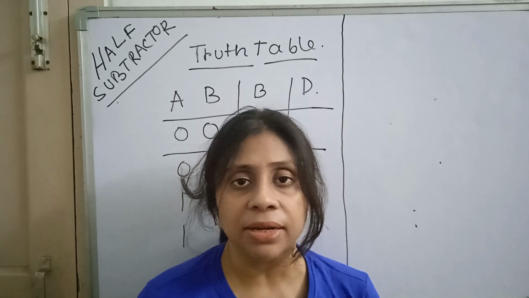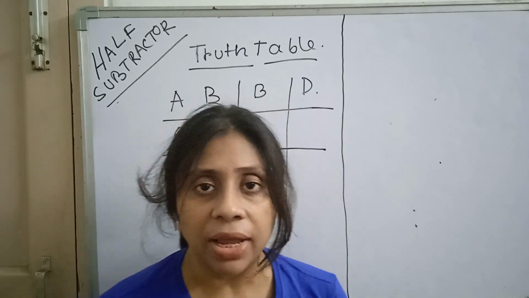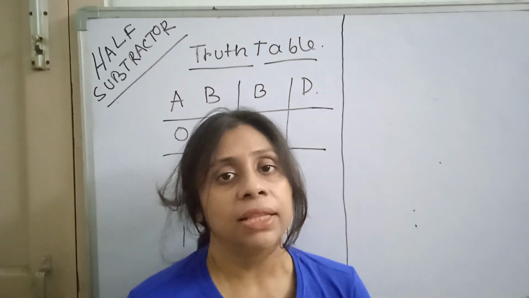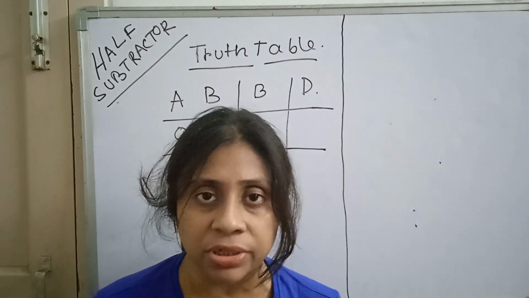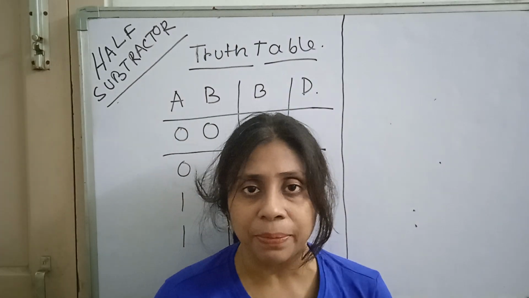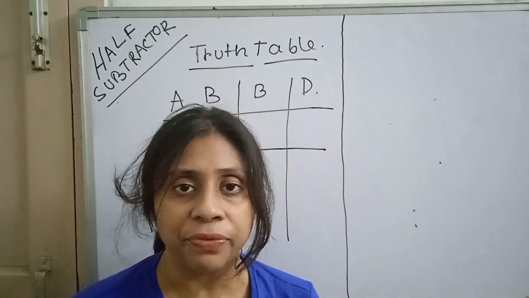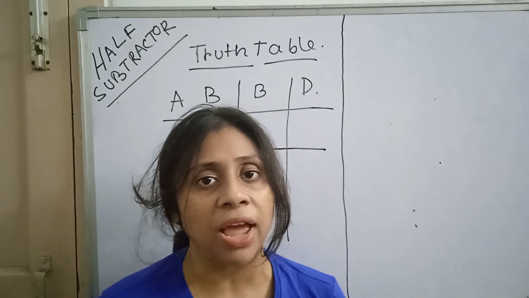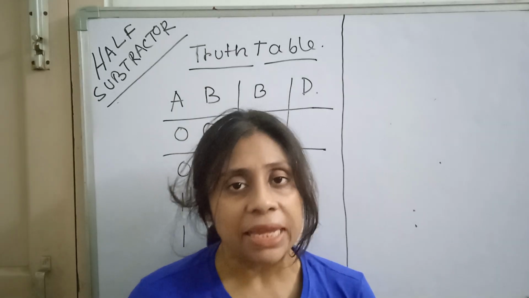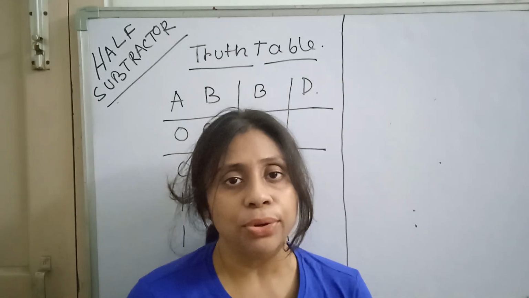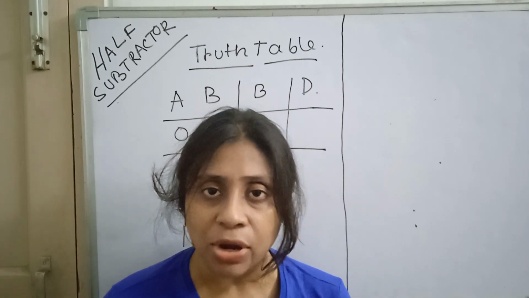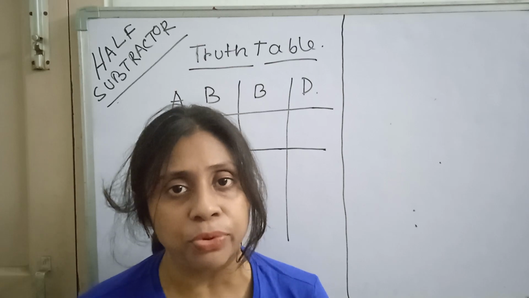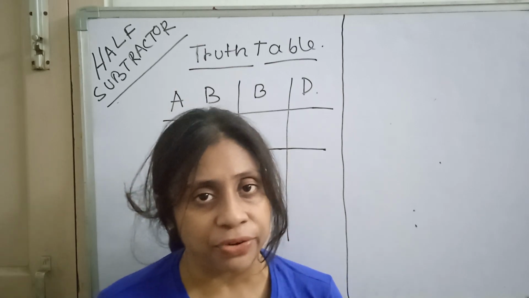So as this is a combinational circuit, we know that there are 4 steps of designing a combinational circuit. The step 1 is to have the truth table. Now what is the truth table? That is the relationship between inputs and outputs. Now step 2 is to have the KMAP for each output line. So we need to do the KMAP for each output line. In case of half subtractor, there are two output lines, borrow and difference.